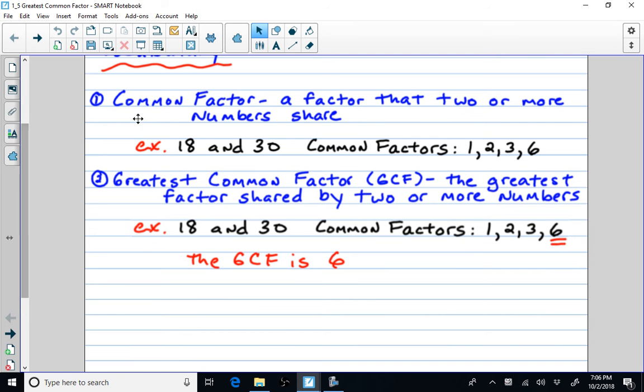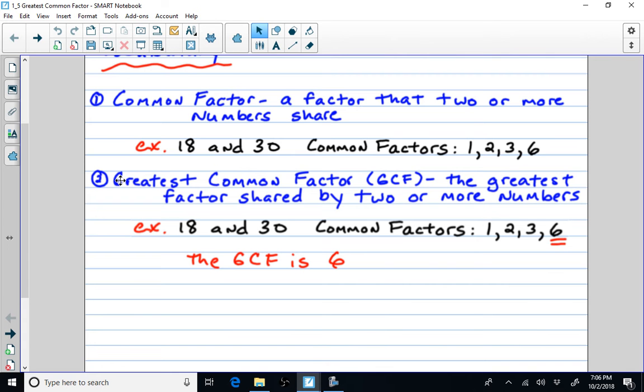First, a common factor is a factor that two or more numbers share. For example, 18 and 30 have common factors of 1, 2, 3, and 6. 1, 2, 3, and 6 each divide 18 and 30 evenly with no remainder.